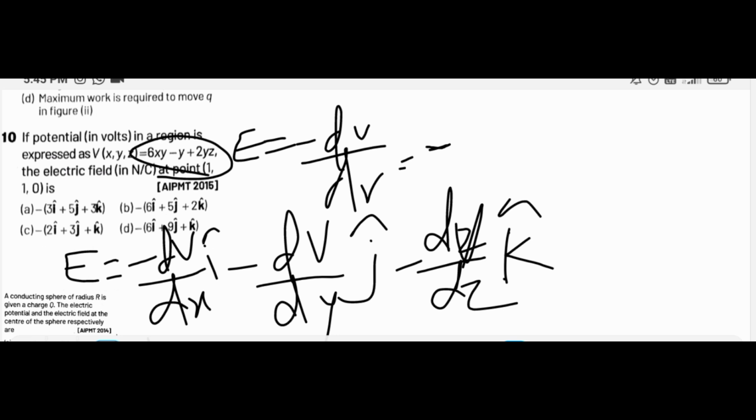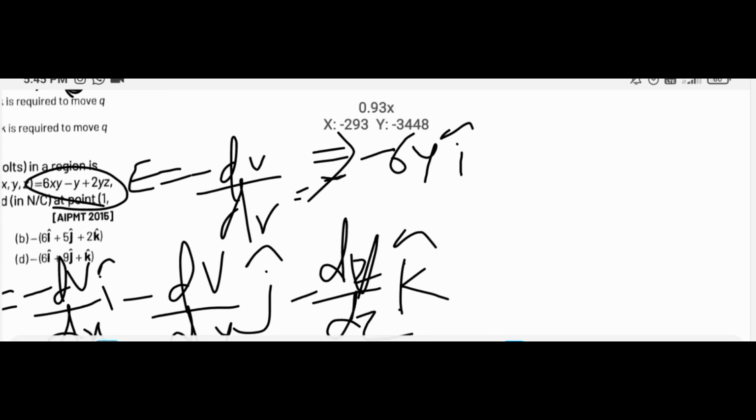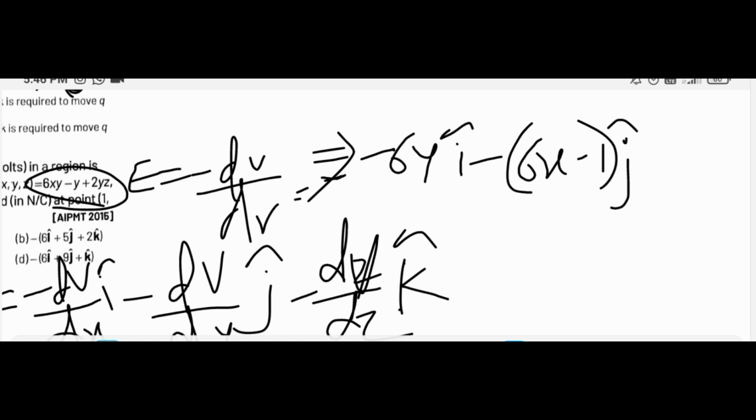You can see the mathematical case here. You can take y as the reference, since y is given two times. So take out a minus 6y outside, which will be the i coordinate, the x coordinate, and minus of, you can write the y coordinate as 6x minus 1, right? 6x minus 1 times j cap, and the z, that is 2y, which is k cap.